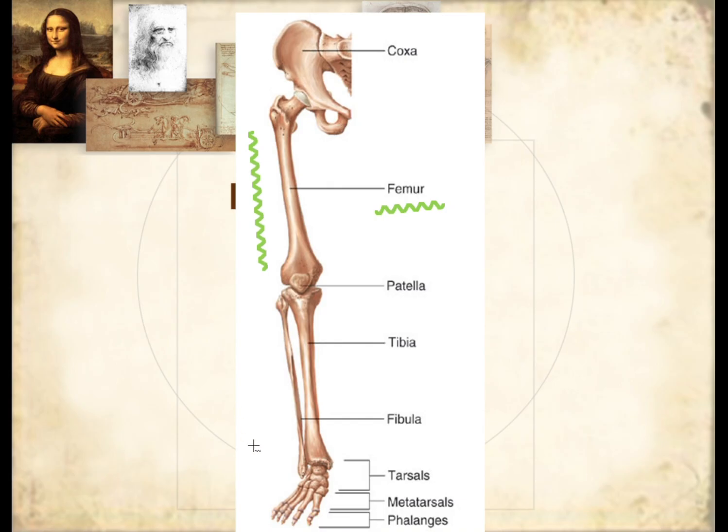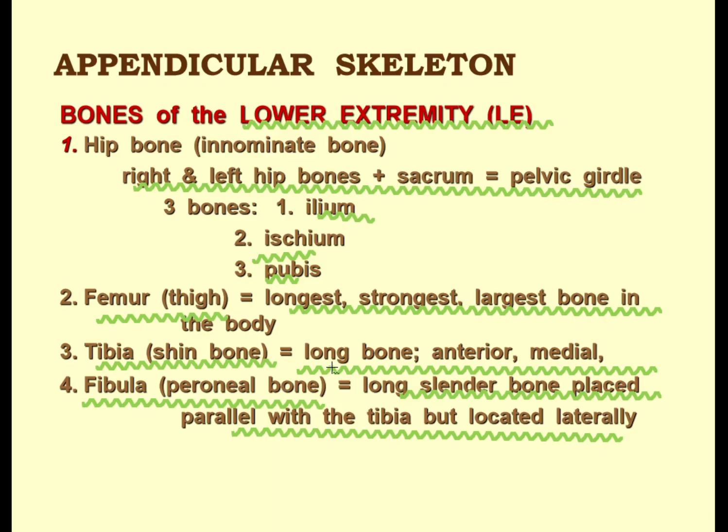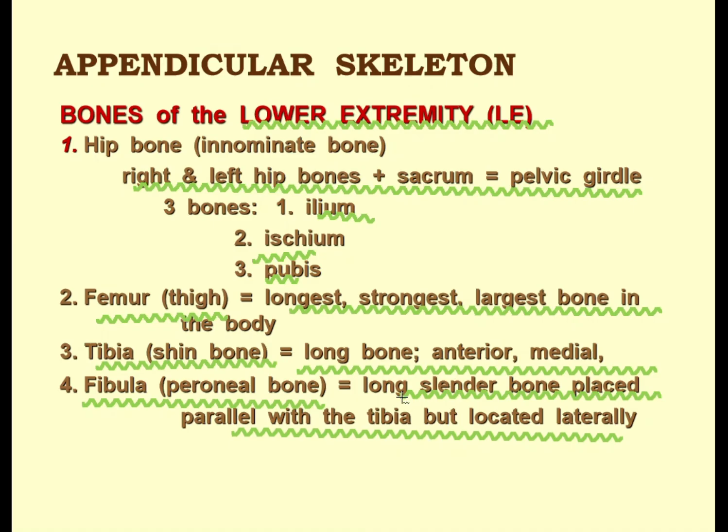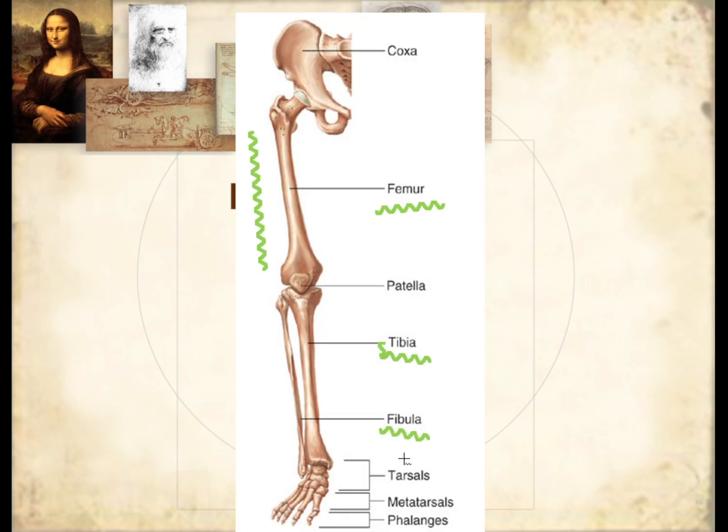As you can see here, this is the tibia. This is also a long bone, anterior and medial. Then the fibula. You can see here, this part is the fibula bone, and it is a long slender bone placed parallel to the tibia, right?